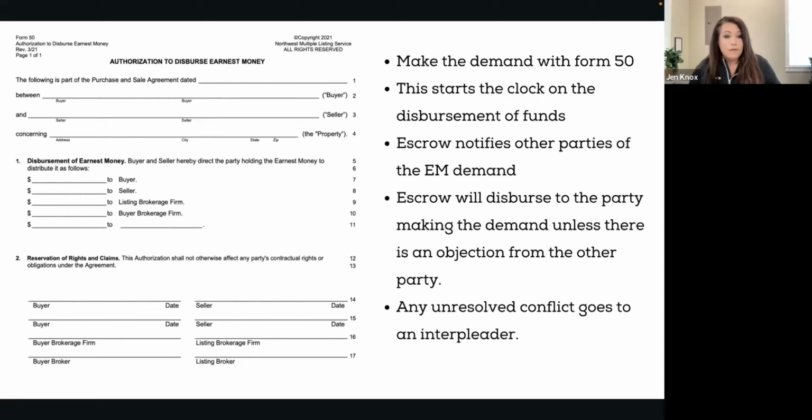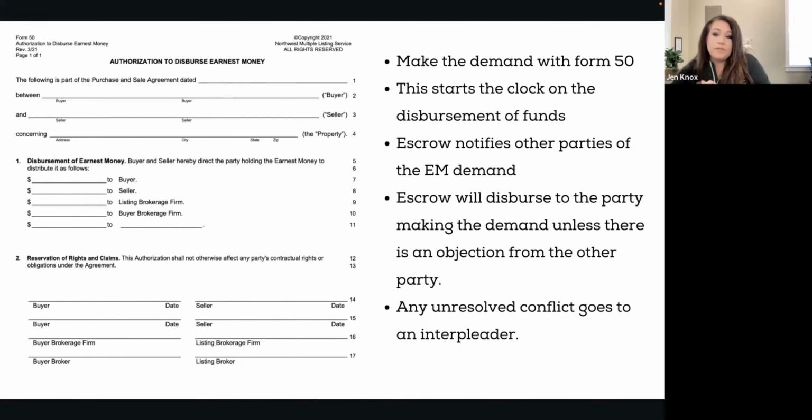So by making the demand, you fill out the Form 50. This is just a disbursement of earnest money. It tells where the earnest money is going to go to. It notifies escrow that one party has made the demand, and once that demand is made, again, it starts this escrow clock of needing to pay out that earnest money within a certain time frame.